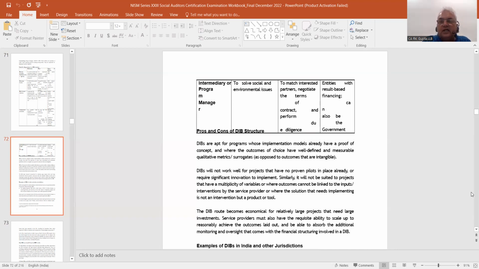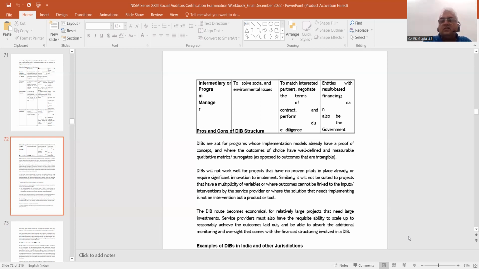These development impact bonds are apt for programs whose implementation models already have a proof of concept and where the outcomes of choice have well-defined and measurable qualitative metrics, surrogates, as opposed to outcomes that are intangible. So basically, there are certain programs which have measurable quantitative metrics. So these development impact bonds are apt for programs whose implementation models already have a proof of concept and where the outcomes of choice have well-defined and measurable qualitative metrics or surrogates, as opposed to outcomes that are intangible.